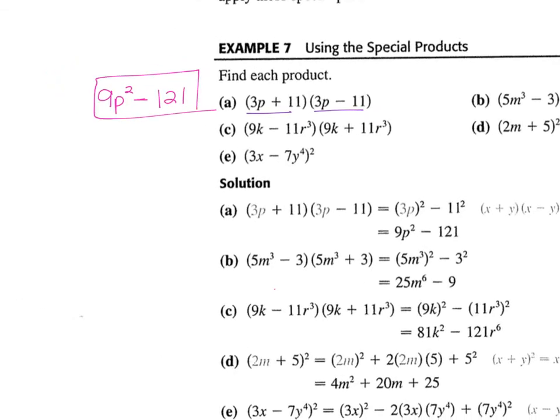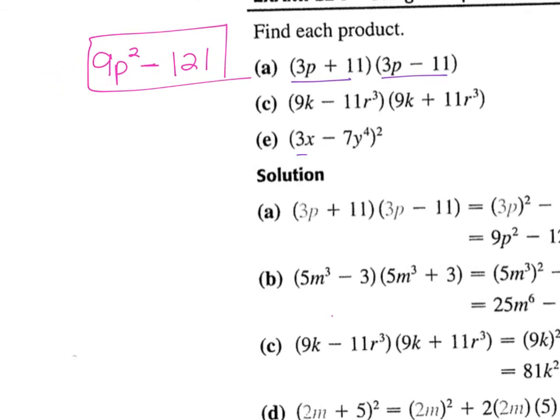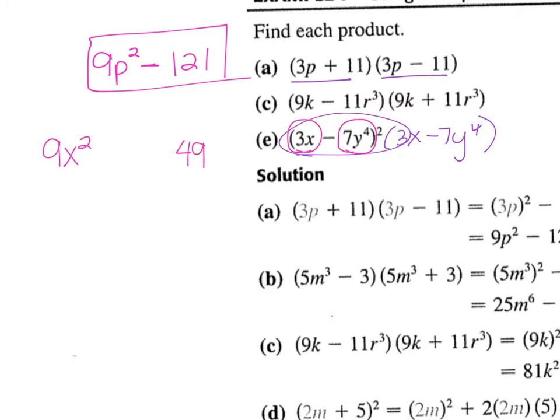So if you got to something like E, I could expand that and FOIL it out, or use the shortcut. Square the first term, so that's a 9x squared. Square the last term, 49, y to the fourth squared would be y to the eighth. Multiply these two together, so I'd get negative 21x y to the fourth, and then double it. So it'd be a negative 42xy to the fourth.